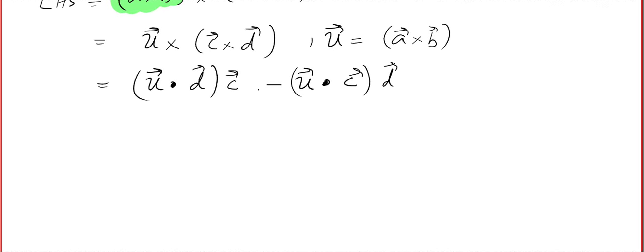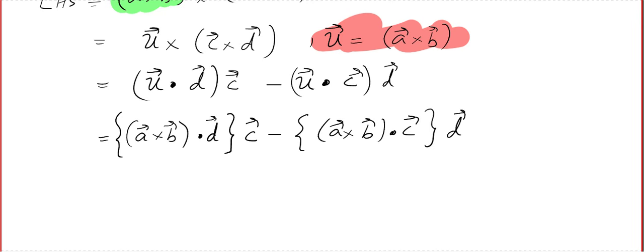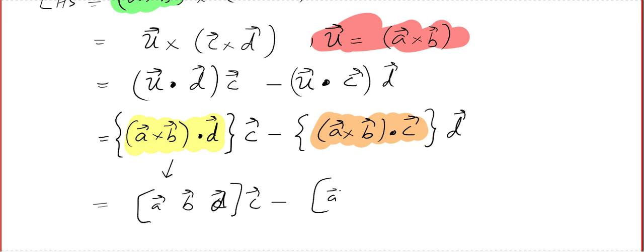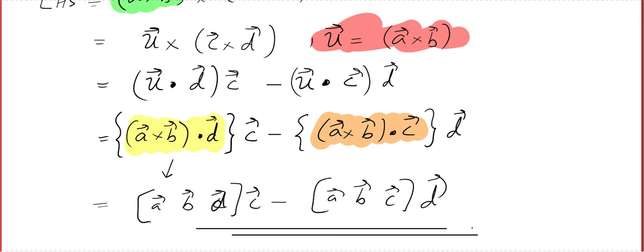Now what will we do? We will plug in the value of U. So what is U? Think about it: how many vectors? What is this quantity? It's an STP. There are 3 vectors, 1 dot, 1 cross. So here we go: A, B, D, C minus A, B, C, D. That's it. The proof was pretty simple.